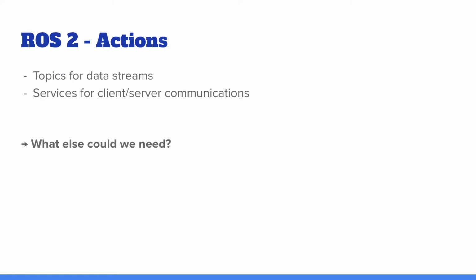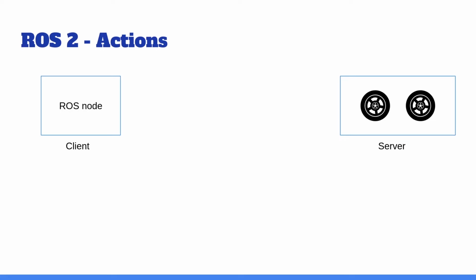Imagine now that you have a mobile robot with two wheels. In this example, we have a client node and a server node. The server node is controlling the wheels. What you want to do is to send a request from the client to the server node to say to the robot, for example, move to X and Y coordinates. What communication would you need here?